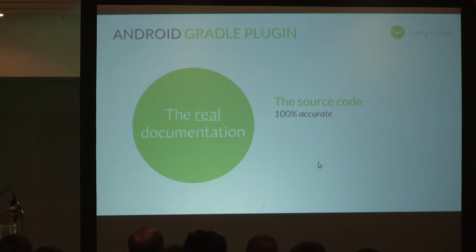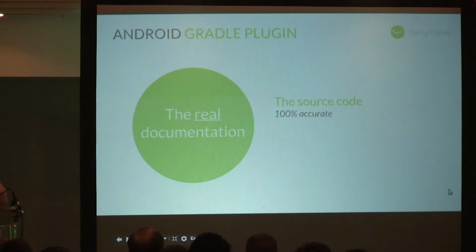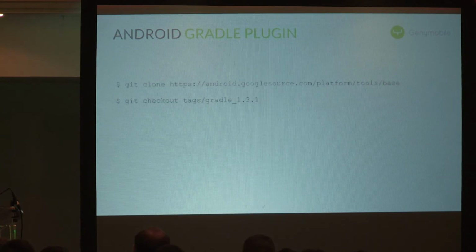So what is the real documentation? You know, people say it so much: the source code is 100% accurate, and that's true. And we will see how we can use it. How do you get the source code? You clone the repository, and then you check out the right tag. The current one is 1.3.1. That's the version of the Android Gradle plugin.